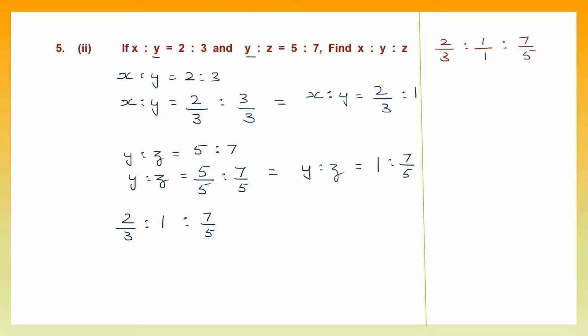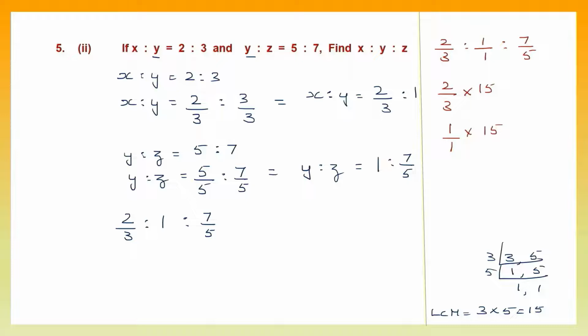I must find the LCM of the denominators 3 and 5, 3, 1 and 5. Then I go on to 5, 1 and 1. So my LCM is 3 into 5, which is 15. So let me start working this out. 2 by 3 into 15. I have to take each one. 1 by 1 into 15 and 7 by 5 into 15.